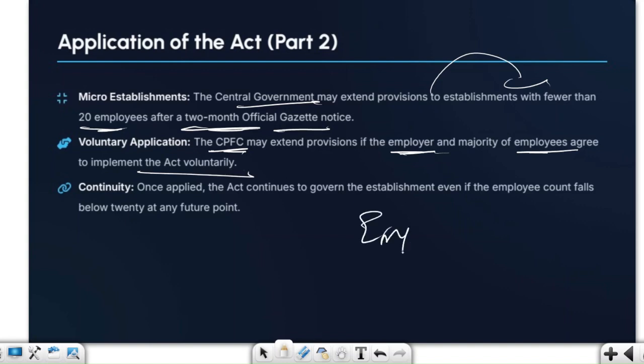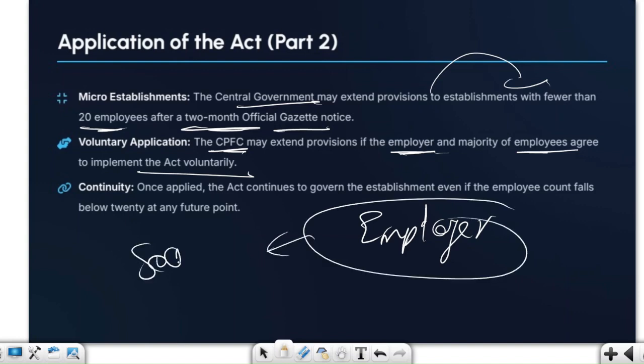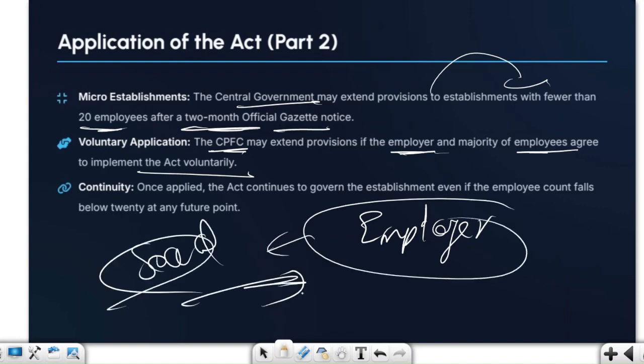Now, say an employer is a very good human. He wants his employees to have some social security benefits, so he can also voluntarily become part of this act even if he doesn't have 20 or more employees. Okay, understood?